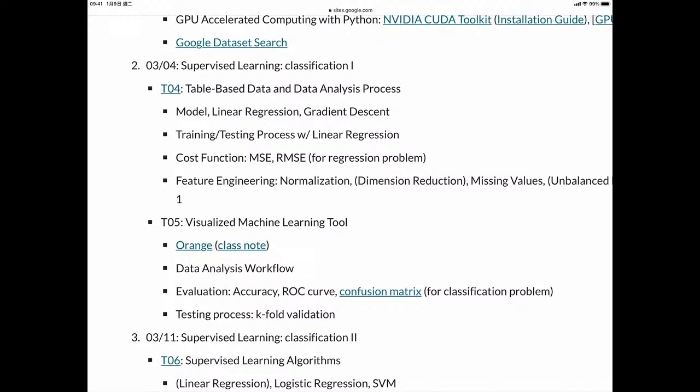And this week, the third week, we will learn the next basic algorithm, which is logistic regression. And before we continue to the next algorithm, I would like to introduce T05, which is a visual machine learning tool. We have a free, open source visual machine learning tool called Orange. It is a Python-based machine learning tool, which I think is very easy to use, and it provides a lot of advanced algorithms.